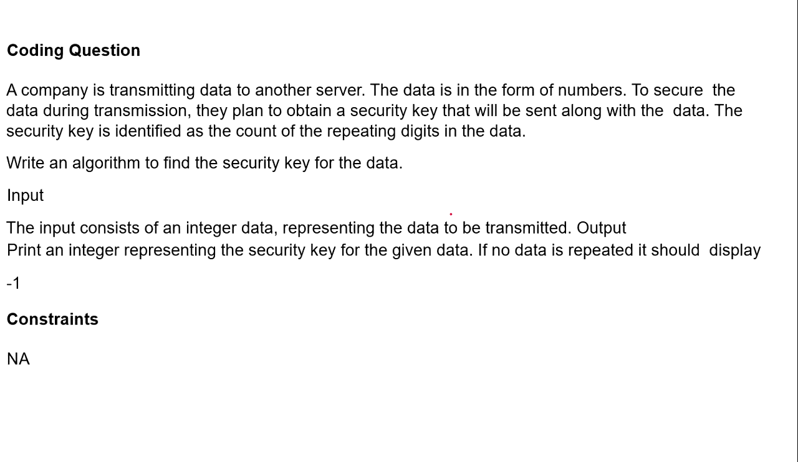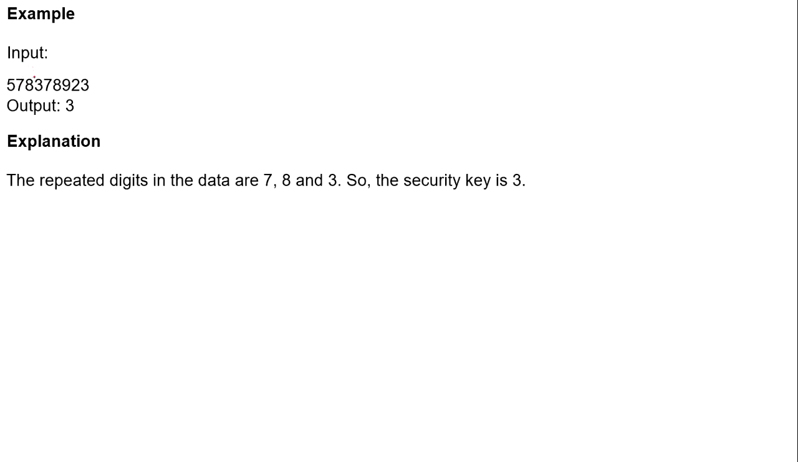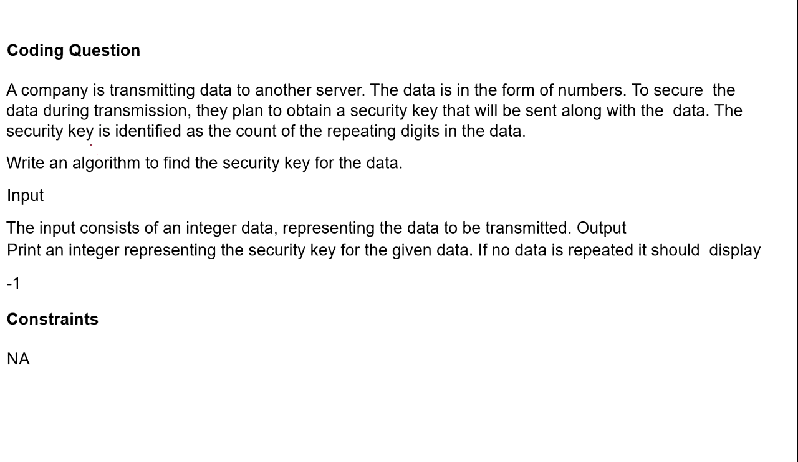The input consists of an integer data representing the data to be transmitted, and in the output we print an integer representing the security key for the given data. If no data is repeated, it should display -1, right? So this is our input. A number is given to us and a security key is associated with it, right? And how to calculate the security key? They have mentioned the security key is identified as the count of the repeating digits in the data, right?